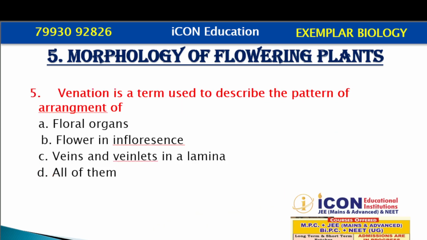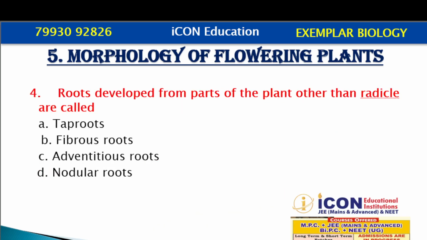Question number 4. Roots developed from parts of the plant other than the radicle are called. This is also a direct question. If the roots are developed from any part of the plant, like a stem giving rise to roots or leaves giving rise to roots, such a type of roots are called adventitious roots. Roots that develop from any part of the plant other than the radicle are called adventitious roots.